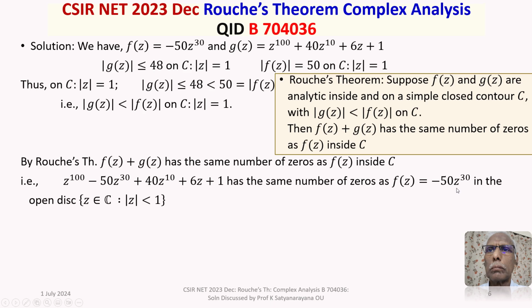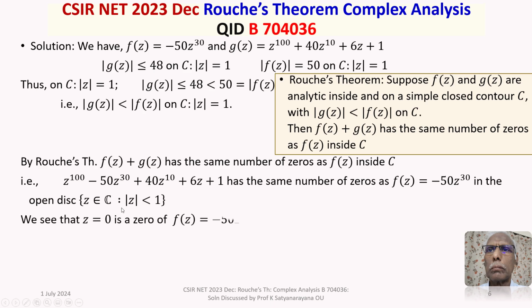has z equal to 0. z equal to 0 is a zero of f(z) in the open disk at the origin. But it has multiplicity 30. That is, this zero is repeated 30 times at the origin in this open disk. So, by Rouche's theorem, this whole polynomial will also have 30 zeros in this open disk. So the answer to this question is 30.